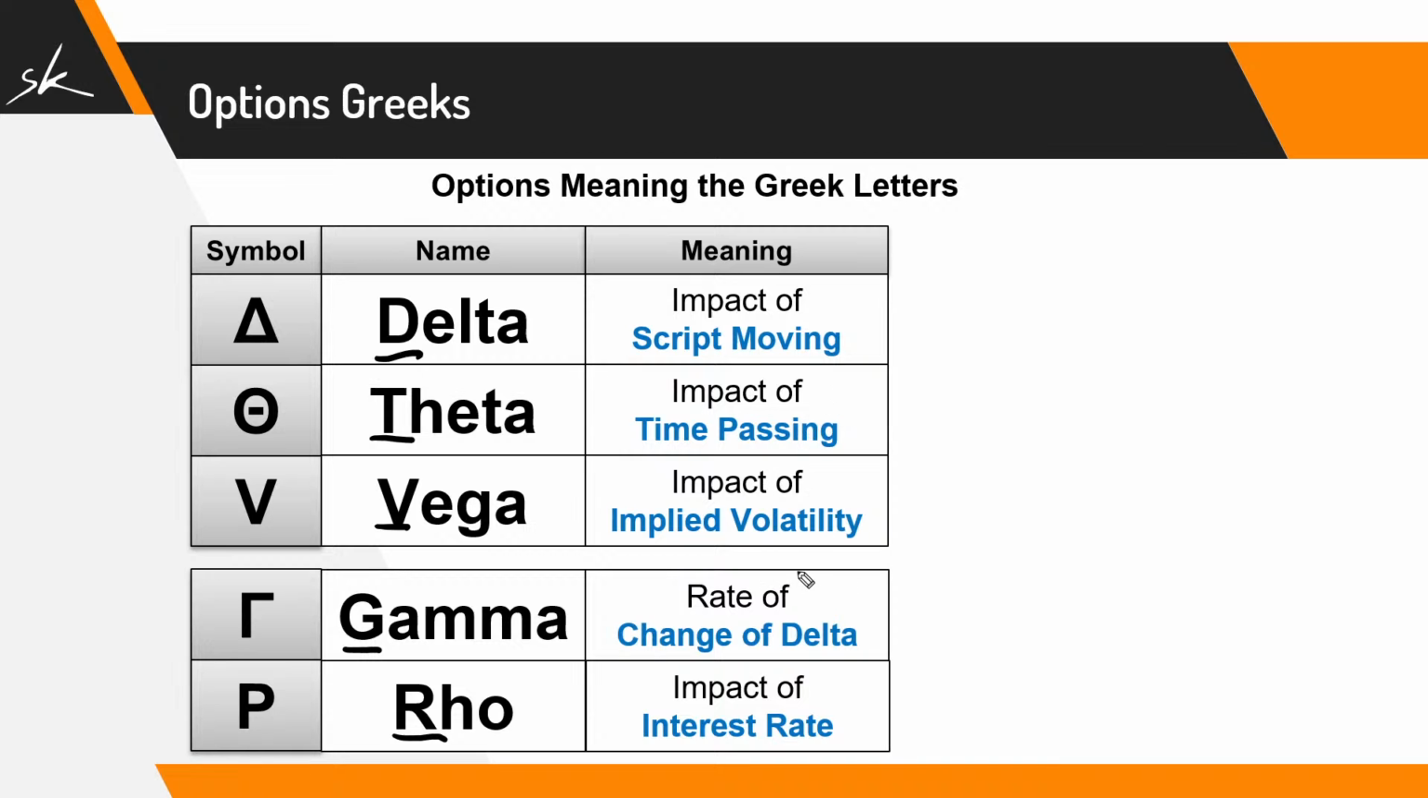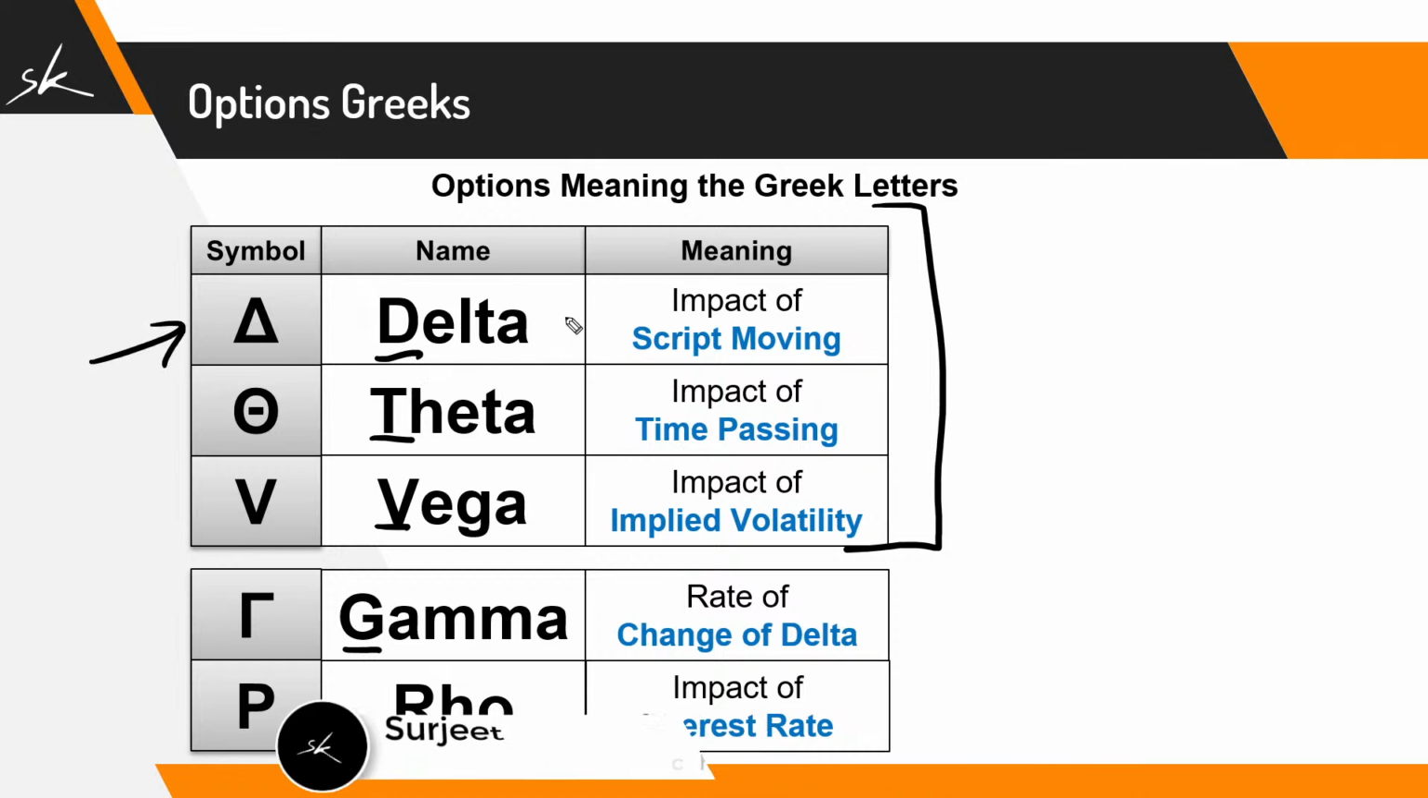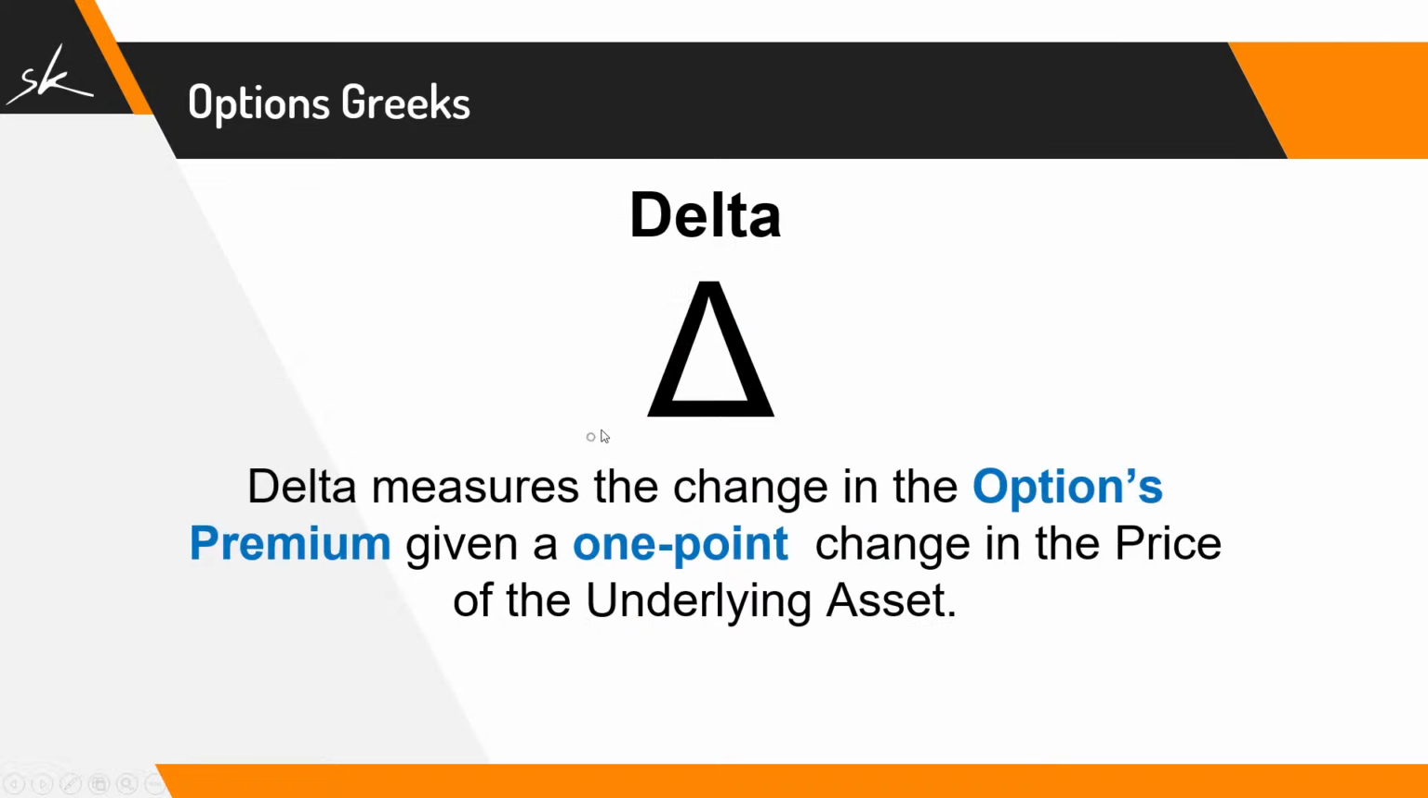And even out of these five Greeks, can you see I have clubbed these three together? Why? Because these are the three which impact the option pricing the most, and that is what we will always be focusing on. So today we will be covering the very first one, which is delta. As we move ahead, we'll start understanding theta, vega, gamma, rho. We'll talk about all of these, but today's session will be on delta. So let's understand what is delta.